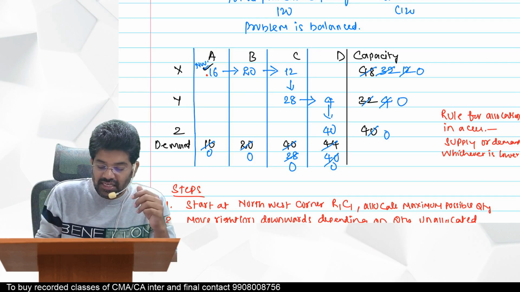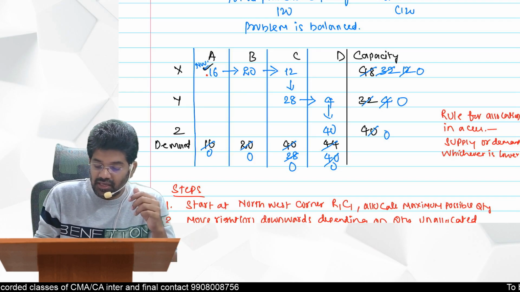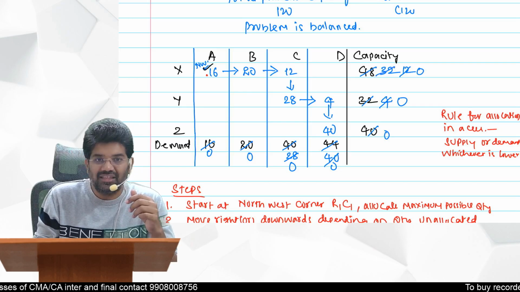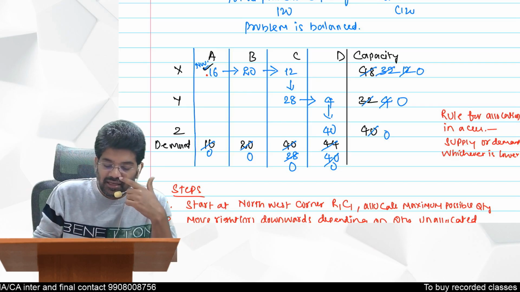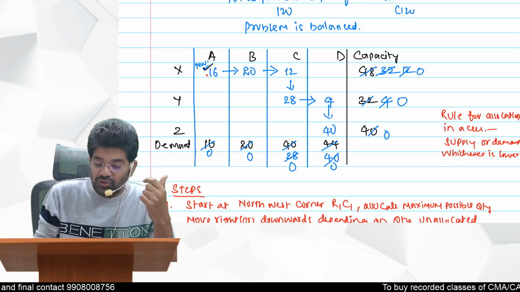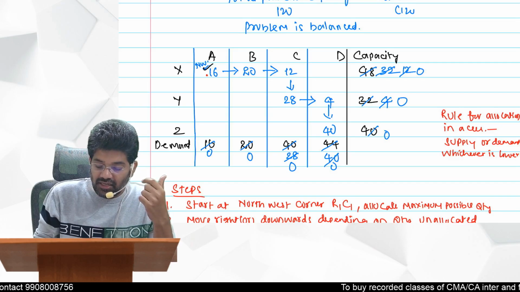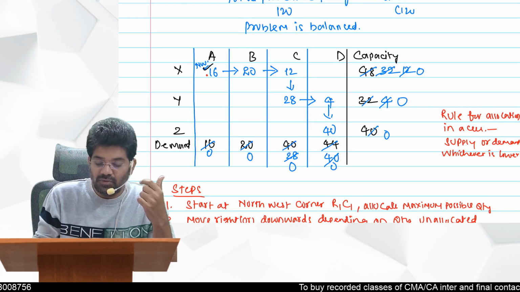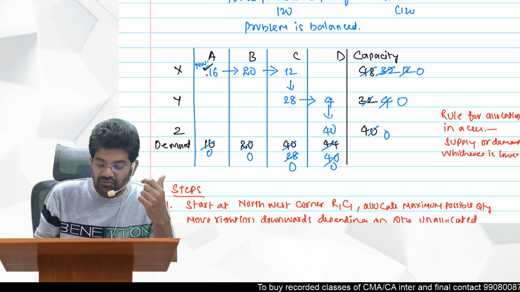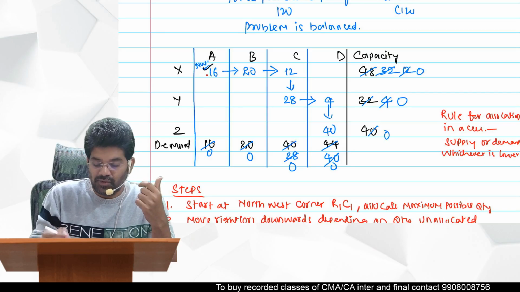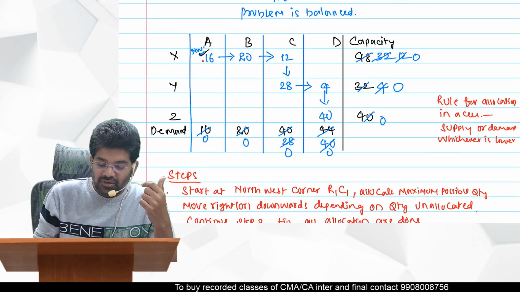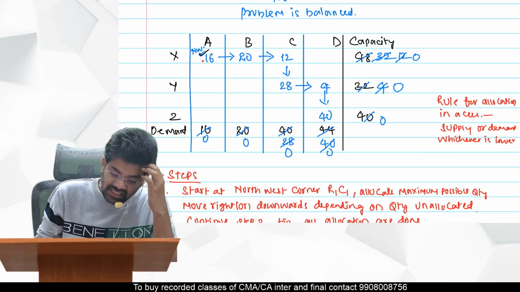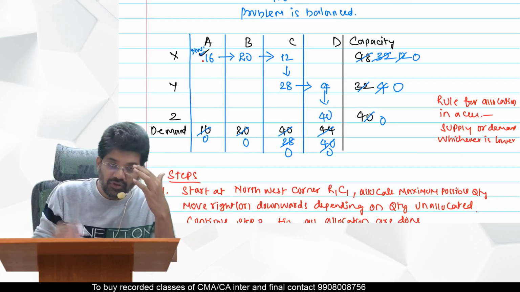So again, if you see the next cell, after allocating 20 here, 32 has become 12. 32 minus 20 is 12. Now 12, and here how many are there? 40. Whichever is lower, 12 you can allocate. So this 40 will become 28. 40 minus 12 is 28. Now you can come downwards. The reason is you still have 28 left now. You will not go towards the right.